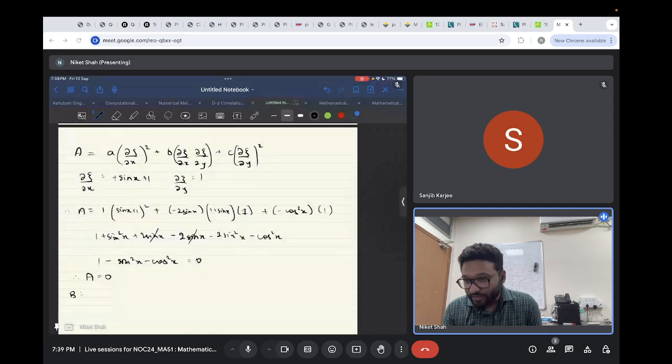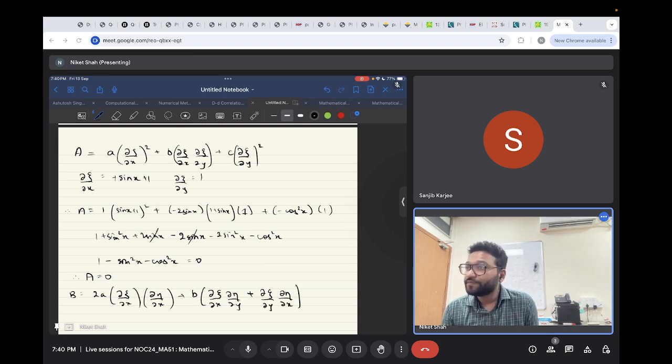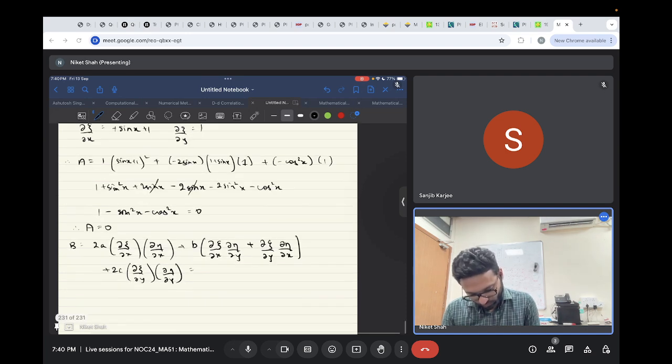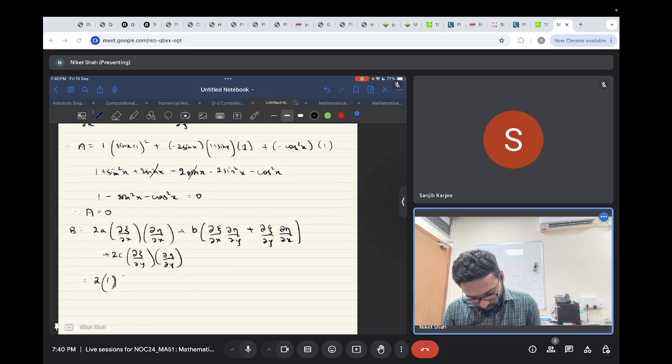What about capital B? Firstly, the expression for capital B is 2a del psi by del x del theta by del x plus b del psi by del x del eta by del y plus del psi by del y del eta by del x plus 2c del psi by del y del eta by del y is equal to 2 into a is 1, del psi by del x is sine x plus 1.